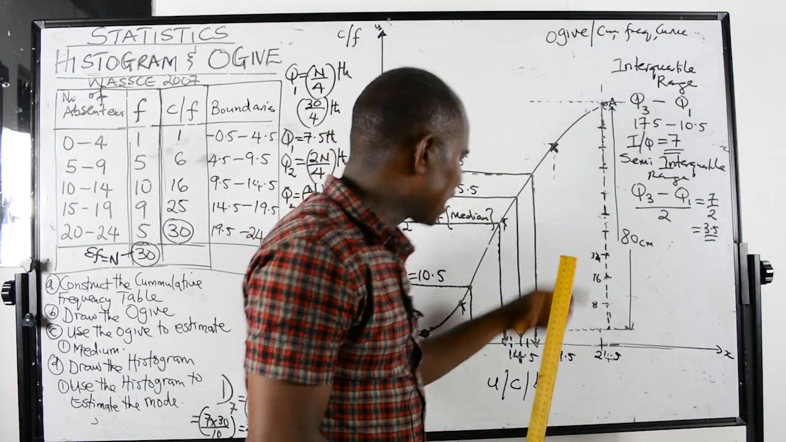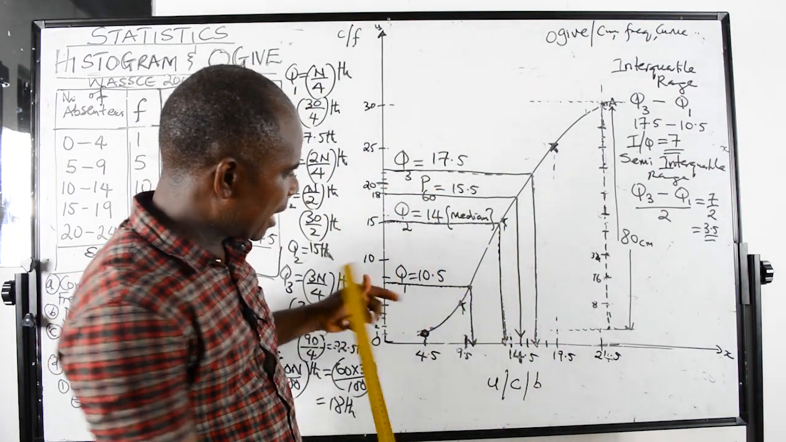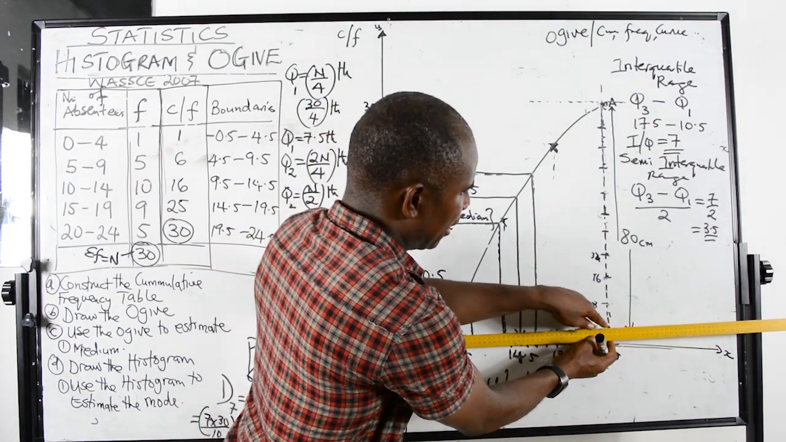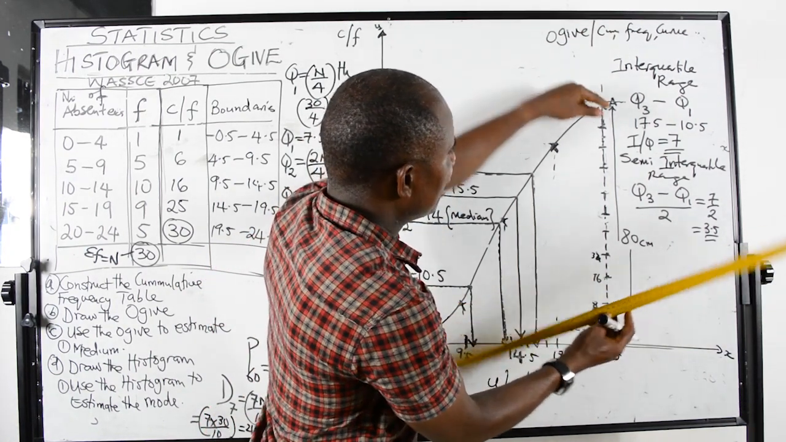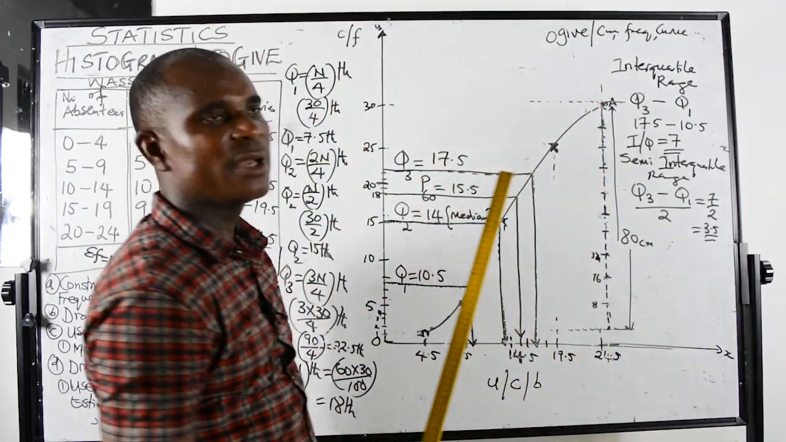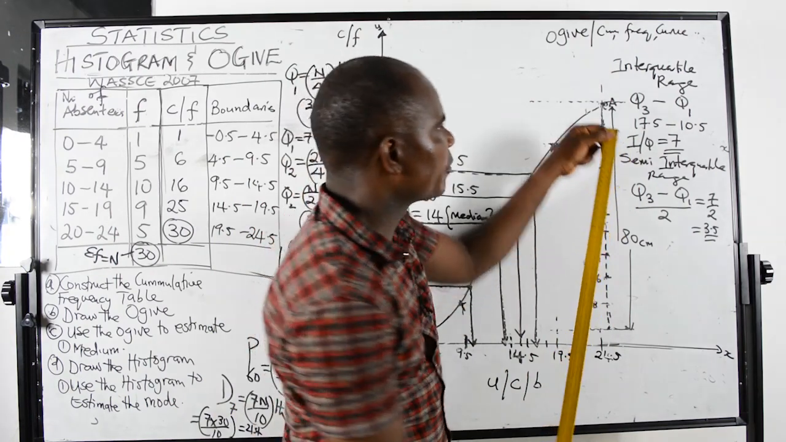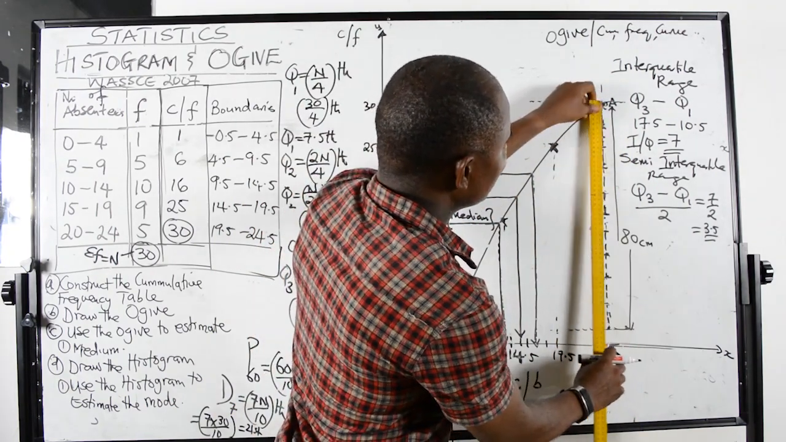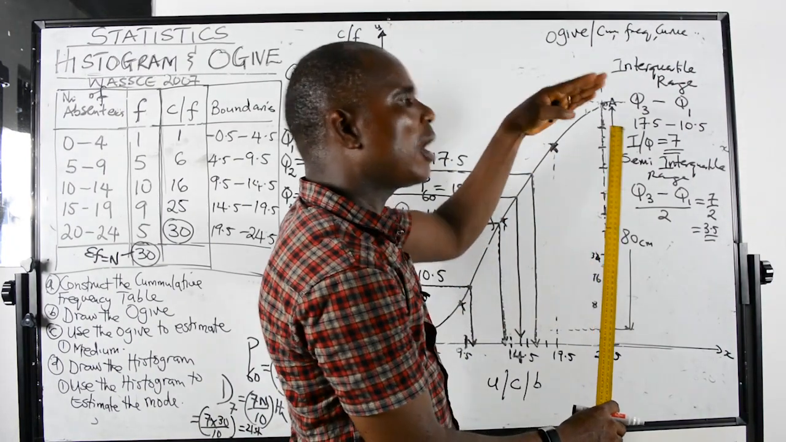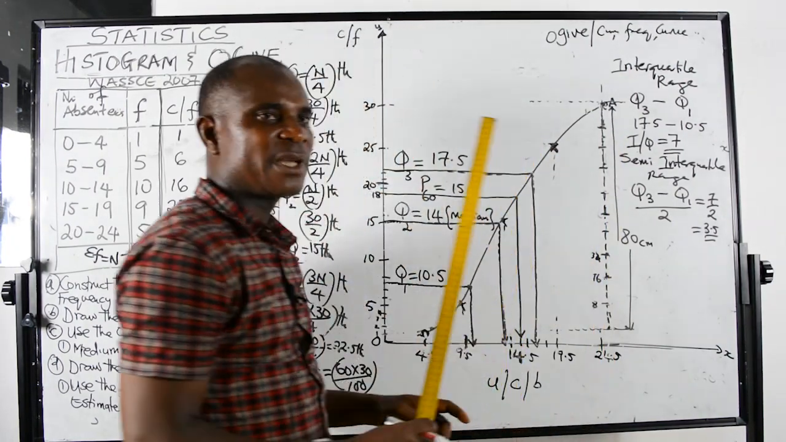How do I get the percentile axis? Look at this last part of the ogive. I bring it right there, and I bring the top part, and I try to get this gap between them. This gap between is what I'm trying to estimate. So I estimate this gap, I read it from my ruler. After reading it from your graph paper, you now divide that number into 10 equal halves, because you want to draw percent. Percent means per 100.